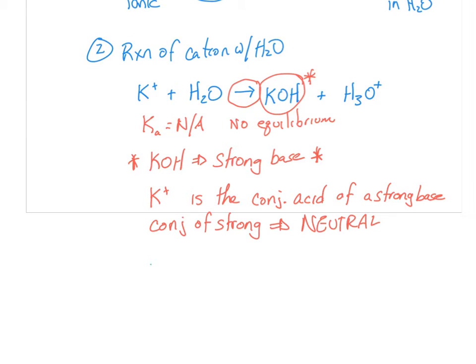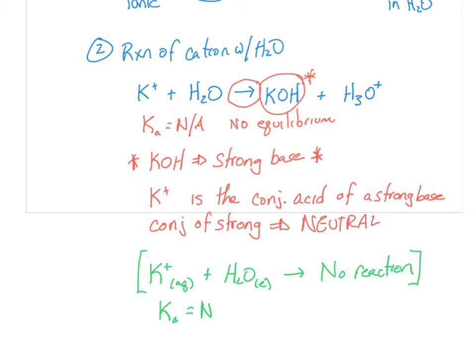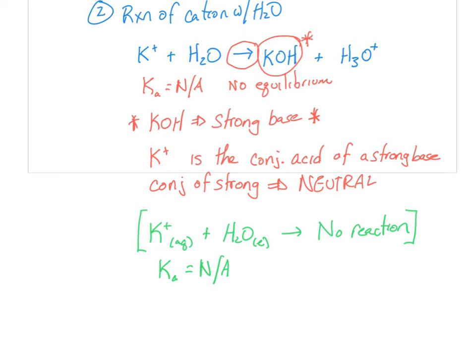And so what we do is we write this reaction as K plus aqueous plus H2O liquid is no reaction, because no KOH forms. The Ka for this reaction is not applicable because there's not a reaction. And so the K plus in solution is neutral. It results in a neutral solution.